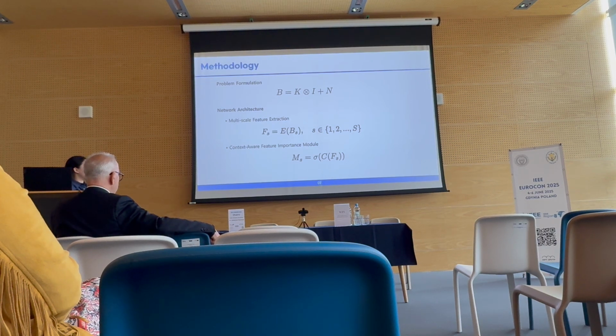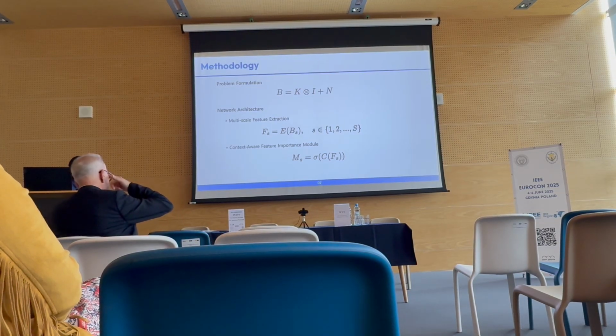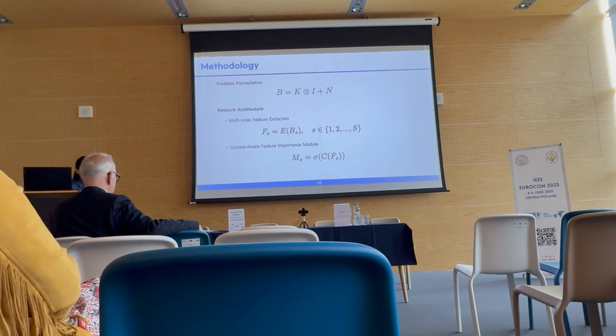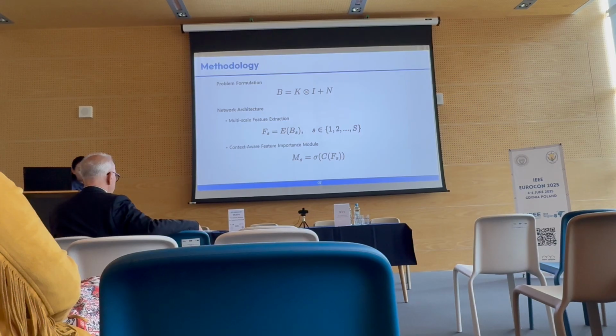So given a blurred image input B, we create a pyramid of images such as B1, B2, and B3, where BS is obtained by downsampling B by a factor of S. Each image in the pyramid is processed by a shared weight encoder E to extract features, where Fs represents the extracted features at scale S. The encoder E consists of a series of residual blocks with dilated convolutions to increase the receptive field without increasing computational complexity.